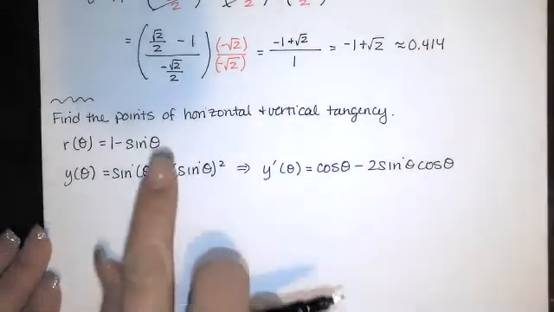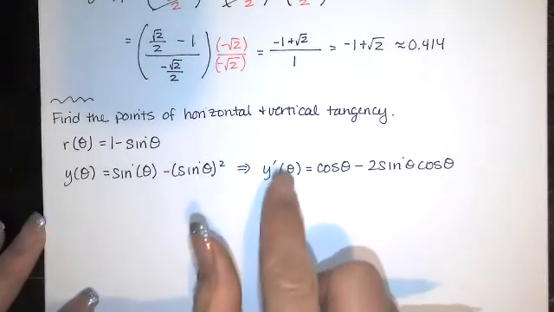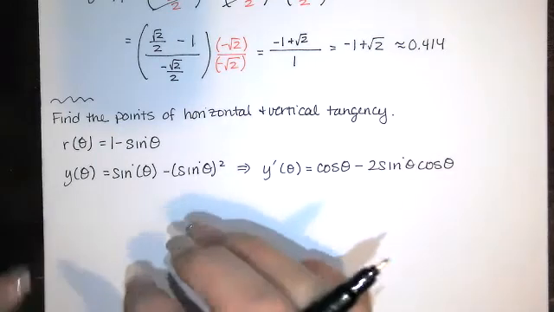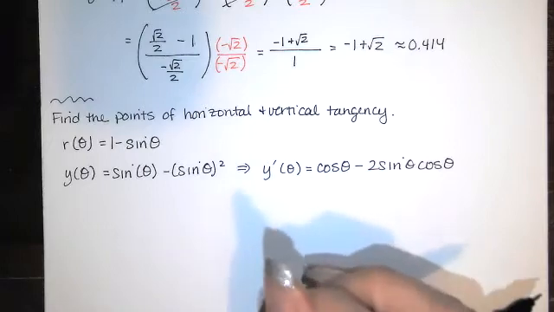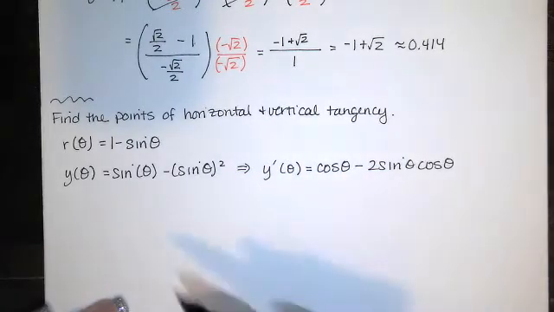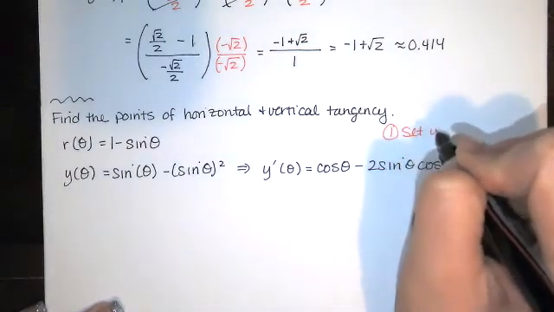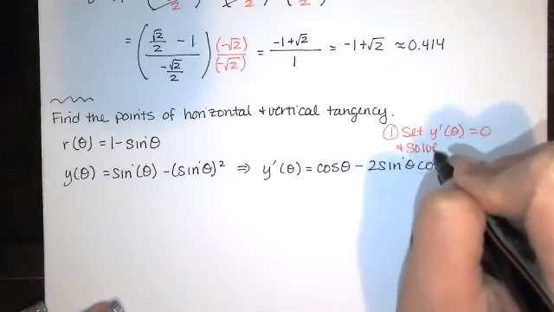Now, in order to find the points of horizontal and vertical tangency, I just need to set y prime equal to 0 and x prime equal to 0 and rule out any values that cause them both to be 0. And that's where we'll start. So first you set y prime equal to 0 and solve for theta.